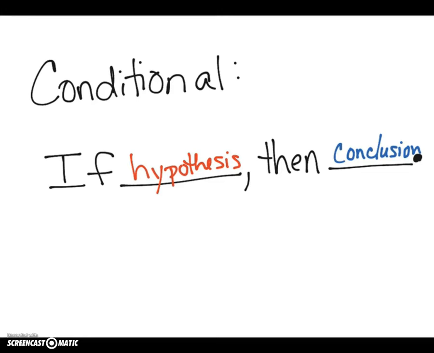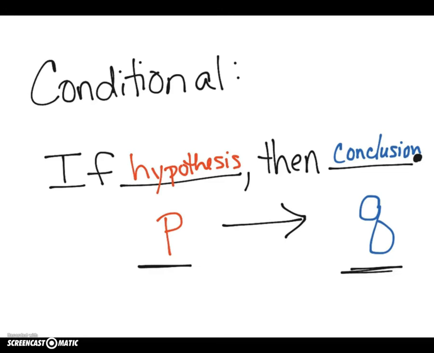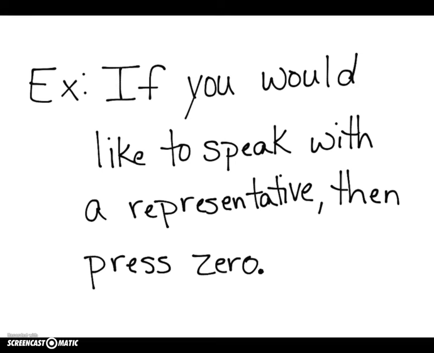And so for the hypothesis statement, we will represent that with a P. And for the conclusion statement, we will represent that with a Q. Okay. To represent the if-then portion, we just draw an arrow between them. And so it's saying if this first part is true, then it will lead to this second part. Okay? So let's look at some examples and see if we can identify those parts.